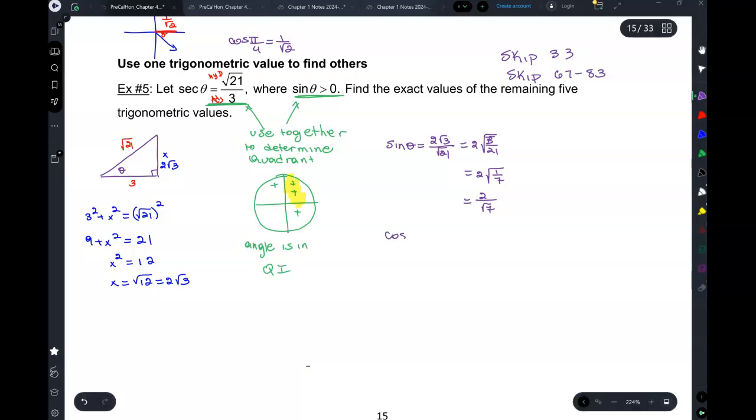So cosine of theta is 3 over root 21. That's simplified. Tangent of theta is 2 root 3 over 3.